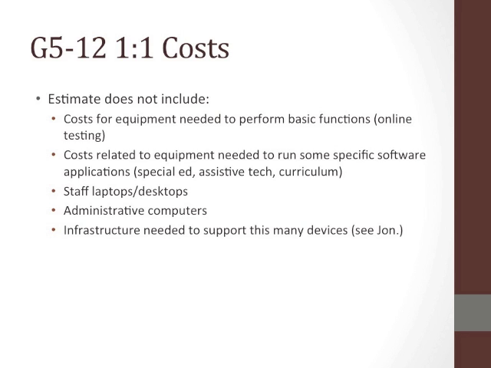It's important to note that the 11.7 million in the previous slide does not include a few costs. One would be the cost for equipment needed to perform basic functions, such as online testing. If we spent a bunch of money on tablets or e-readers that didn't support the state's online testing software, Smarter Balanced, then we would still need to purchase additional equipment to allow for online testing.